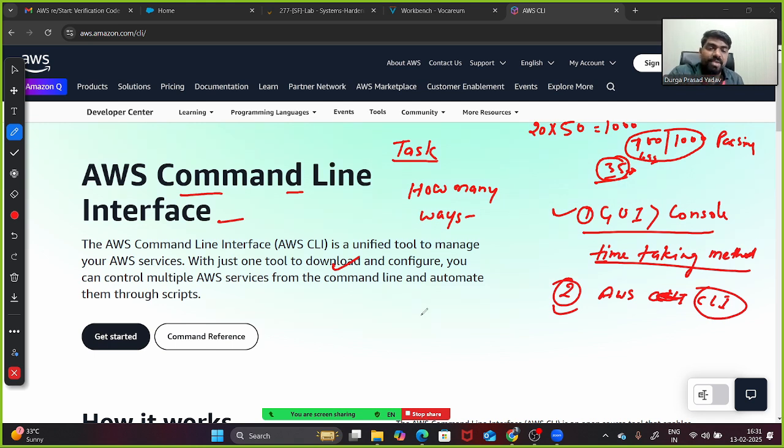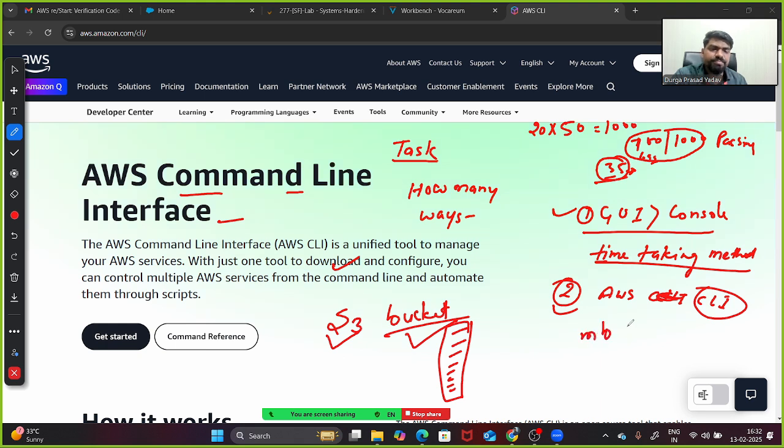For example, let's say you want to create an S3 bucket. In the console, you have to go into S3, click on create bucket, fill in all the info one by one, and then create the bucket. Here, in short, you can write aws s3 mb, AWS S3 make bucket. You give the name and you can create the bucket.